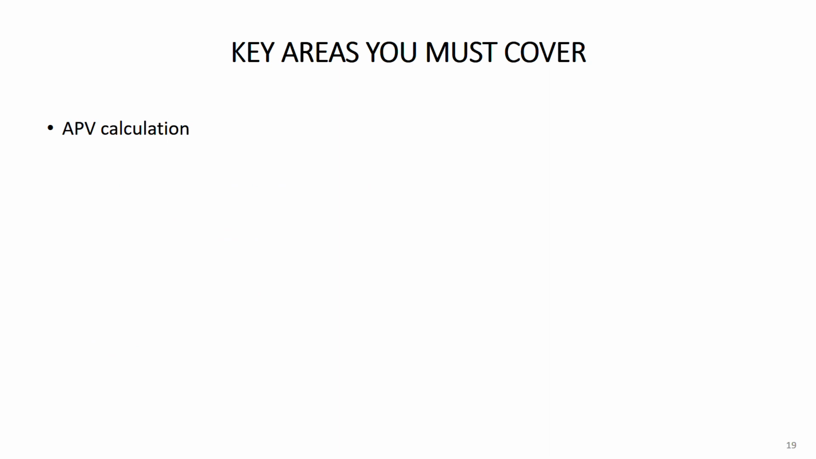Next is APV calculation, adjusted present value calculation. Make sure that you are very thorough with this calculation, because the adjusted present value calculation is not there in F9. Whatever is not in F9, they make sure that they cover in AFM, all the advanced levels.